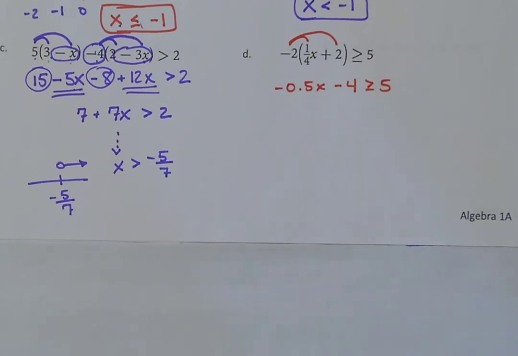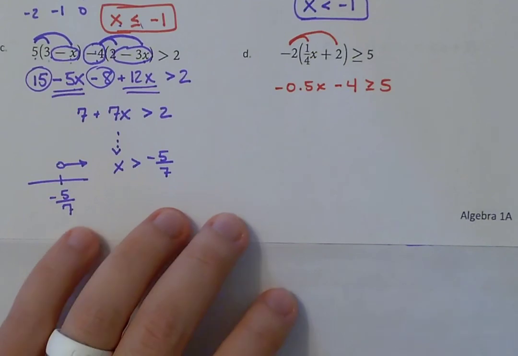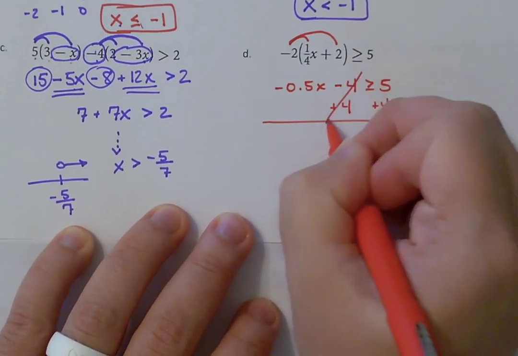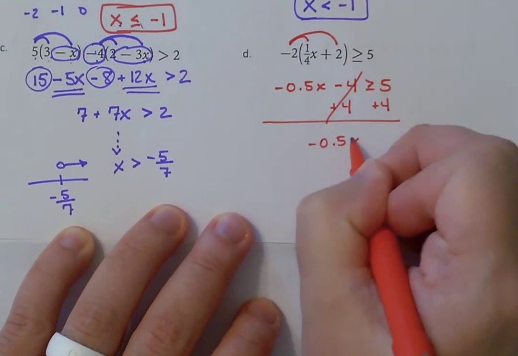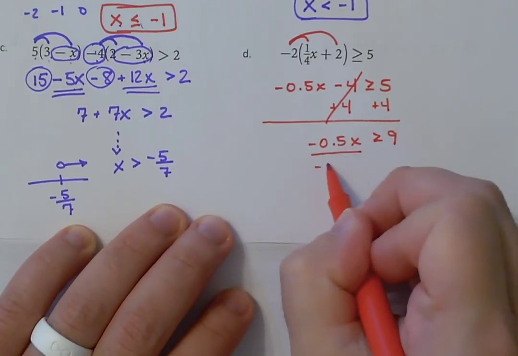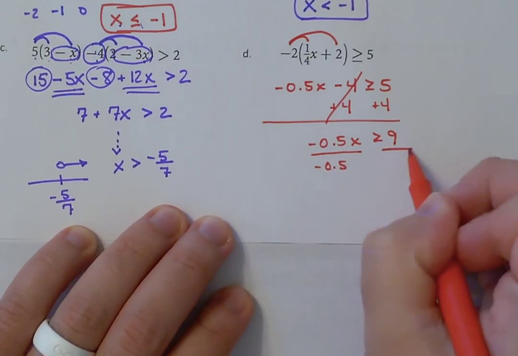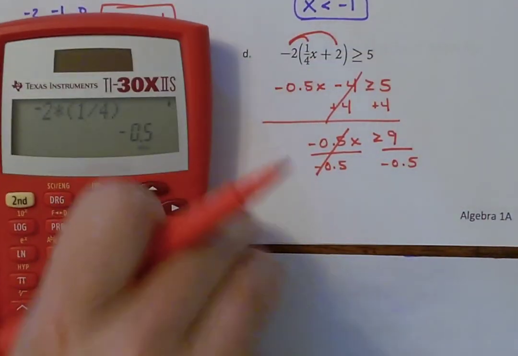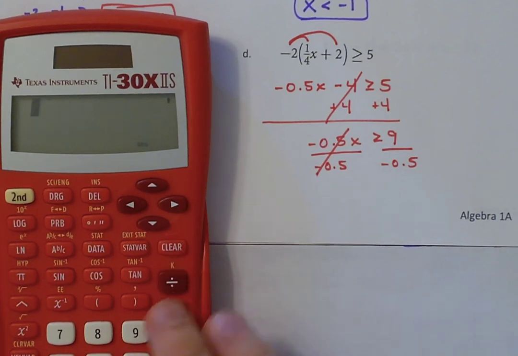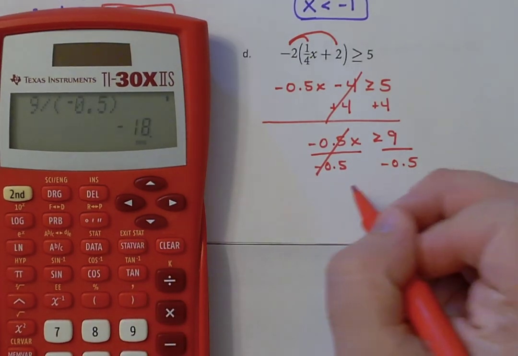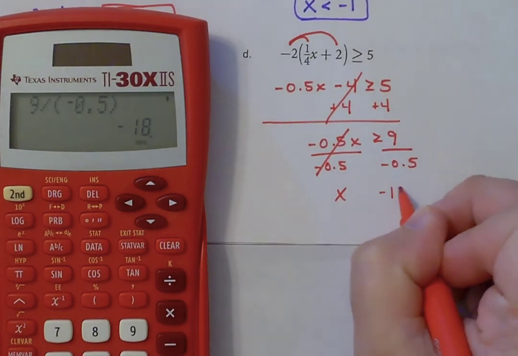Then we just go through and solve. There's no combining like terms in this problem, so I can just go ahead and solve. We're going to add the 4, so we'll get negative 0.5x is greater than or equal to 9. Then I need to divide by negative 0.5. That cancels out on the left, and on the right, 9 divided by negative 0.5 gives us negative 18. So we get x and then negative 18.